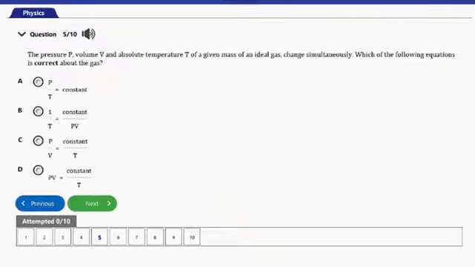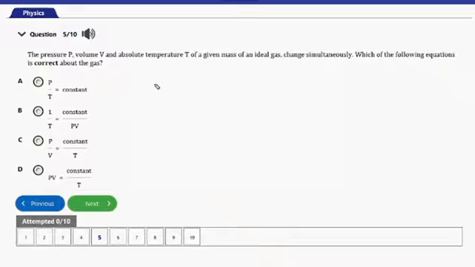So that's question number 5 here. It says, the pressure P, volume V, and absolute temperature T of a given mass of an ideal gas change simultaneously. Which of the following equations is correct about the gas? We have A, P over T is equal to constant. B, 1 over T is equal to constant over PV. C, P over V is equal to constant over T. And then D, PV is equal to constant over T.